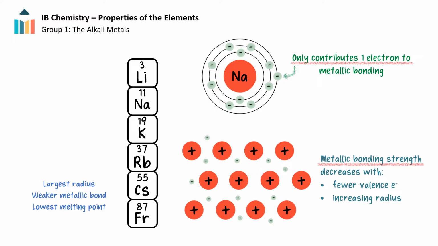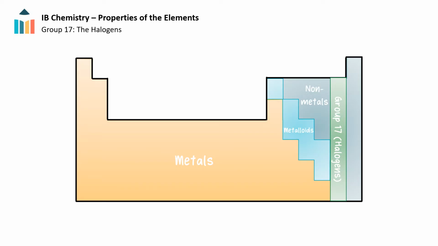The number of outer electrons stays the same down the group, but the atom size increases and electronegativity decreases. Therefore, the delocalized electrons in the metallic bond are attracted less strongly and the melting point decreases. On the other side of the periodic table, we have group 17, which contains the halogens. The halogens are nonmetals with low melting and boiling points.